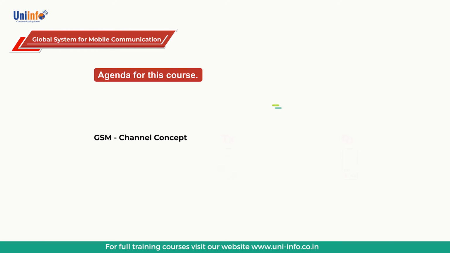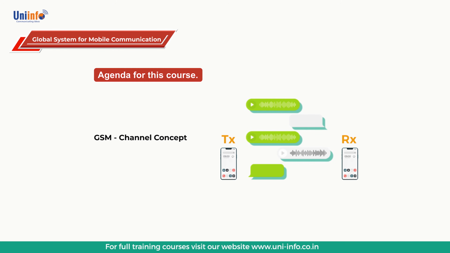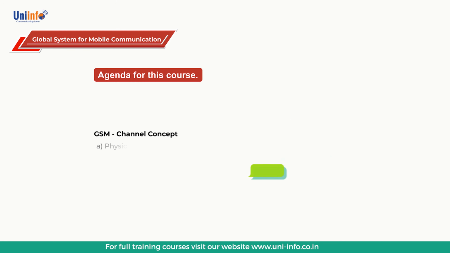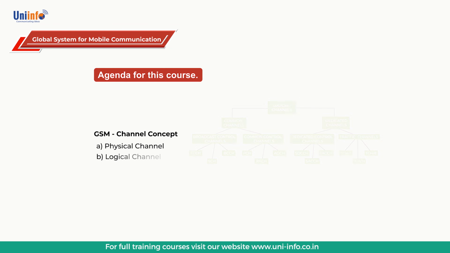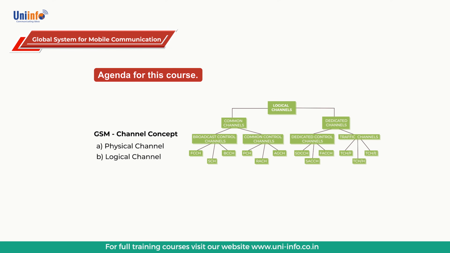So next comes GSM channel concept. As we know, a channel in a communication system is used for transmission and reception of voice or data. It is of two types, physical channel and logical channel. First, we will learn about physical channel. Physical channel is the physical medium over which information is carried, for example, wires. Then the other one is logical channel, which is how information is carried over bandwidth.